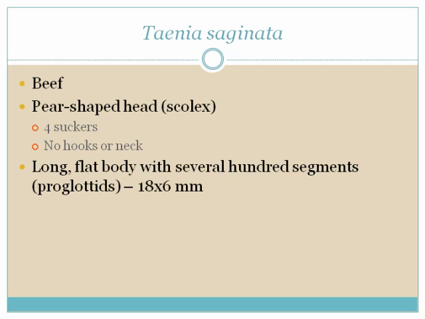All right, Taenia saginata is the beef tapeworm. The scolex is pear-shaped. It has 4 suckers. There are no hooks in it. It's long, has a flat body with several hundred segments. The segments, again, are also referred to as proglottids and can get very, very long.